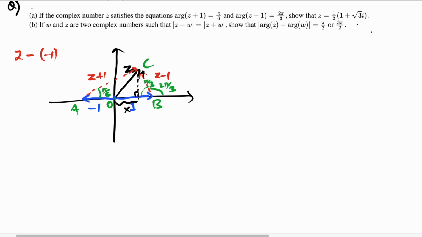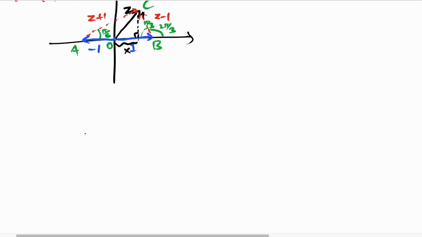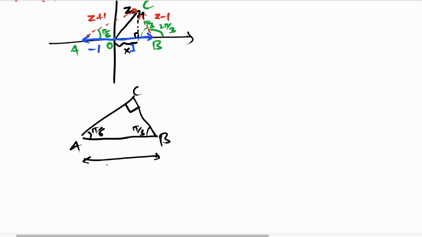Okay, so in triangle ABC, if I draw it separately, for triangle ABC, this angle is pi by 6, this angle is pi by 3. So this angle becomes 90 degrees because it's 30, 60 and 90. And this length from A to B is nothing but 1 plus 1, which is 2 units. Okay, so using basic trigonometry, I can find the measure of side AC and CB.